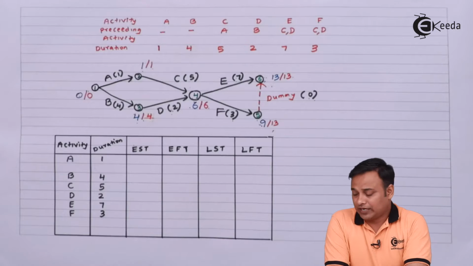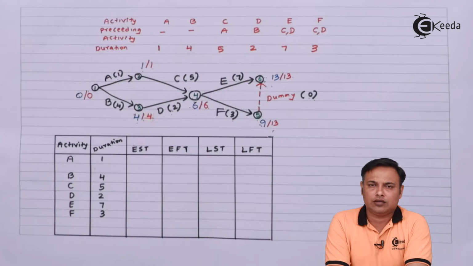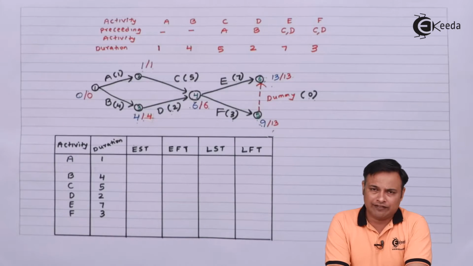So we have put down the activities and their duration in the table, and I have added 4 more columns for earliest starting time, earliest finishing time, latest starting time and latest finishing time. First of all, we will fill up the earliest starting time and the latest finishing time. To get the earliest starting time, you have to look at the tail, the number on the left, that is the forward calculation of the number.